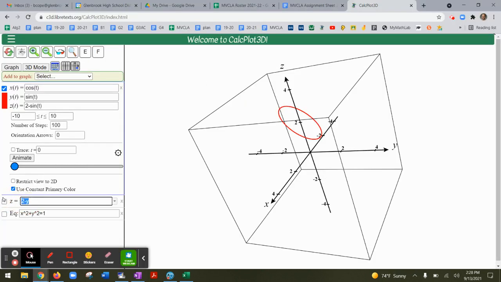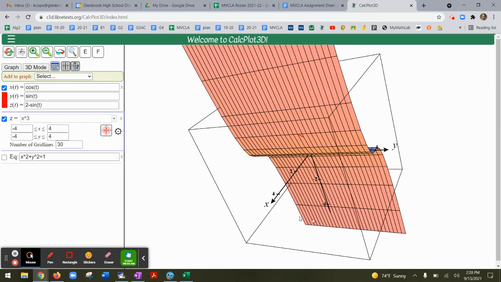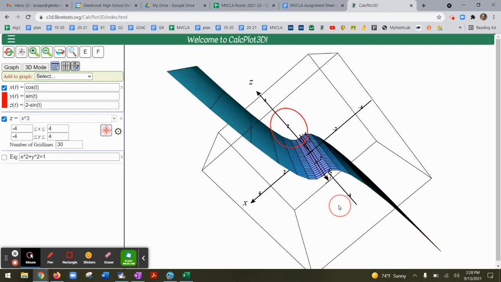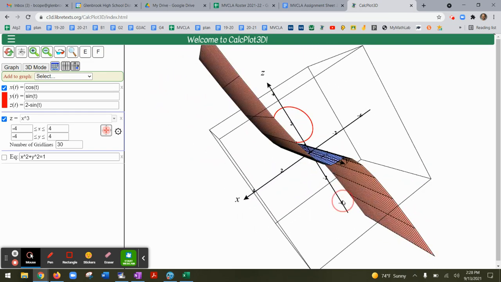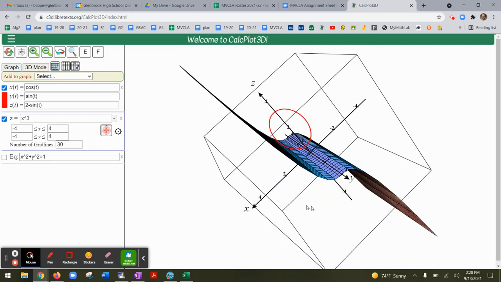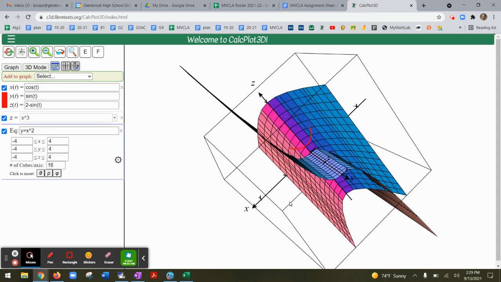So let's look at z equals x to the third. Cool, right? You know what that is? What is this called? Yeah, good job. It's called a cylinder. You've taken a curve and you've extruded it through space. And then this one was y equals x squared. This is also going to be a cylinder, right? So we've got this thing.